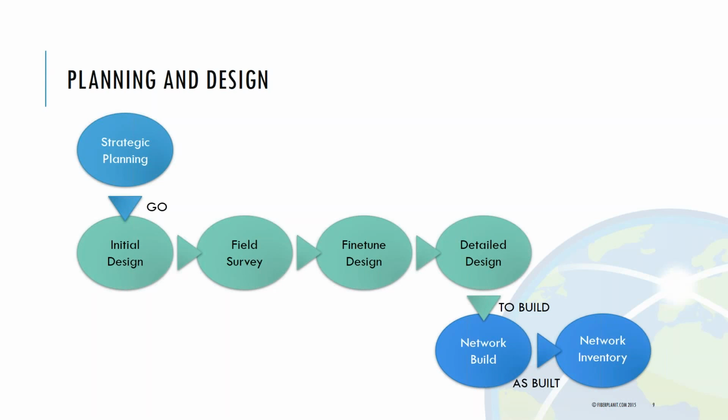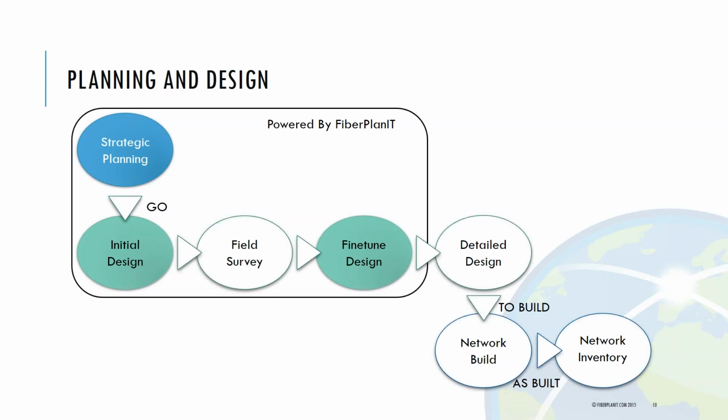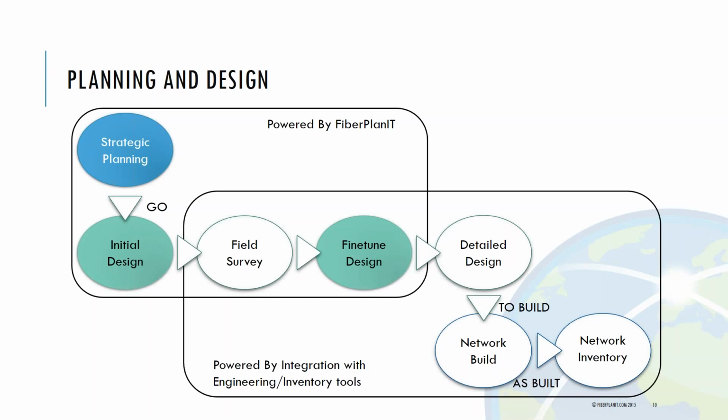Once it's constructed, it's also important to capture any changes in the as-built and document the network as such in the network inventory system. Within this process, FiberPlanIT will focus on the strategic planning and the initial and fine-tuned design step. But of course, it's very important for the end-to-end process to have a smooth process through all the steps, and that's where our integration with several engineering and inventory tools comes into play, where together with those tools we can support this end-to-end process and bring the value of FiberPlanIT to the planning and design process.